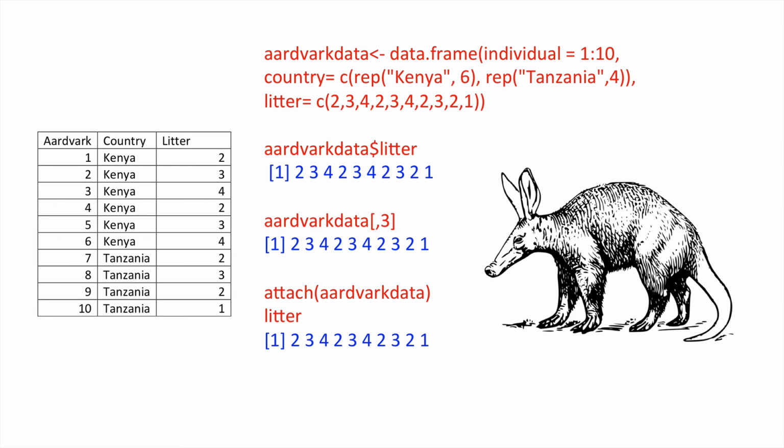But a word of caution, we should be very careful with attach, because it's easy to attach more than one data set, and if those data sets share common variable names, you can get very confused about which variable you're actually referring to. So I always recommend that if you really need to use attach, then also detach that data as soon as you have finished using it. And I would strongly recommend that you don't attach several data sets simultaneously, because life can get very confusing.